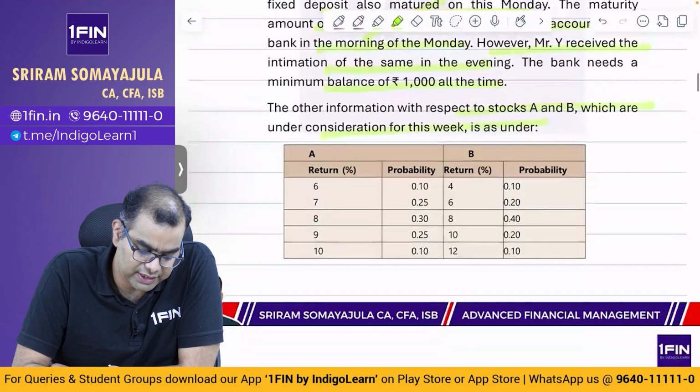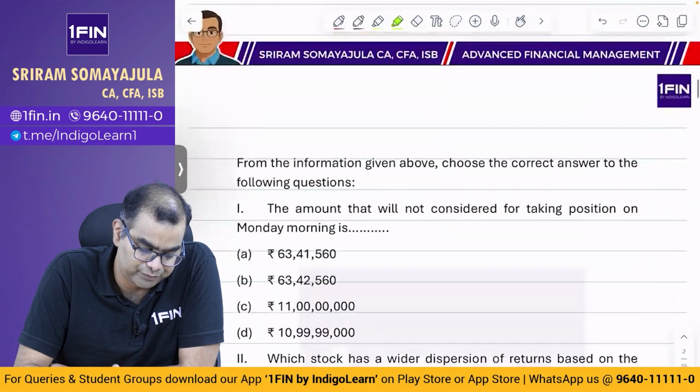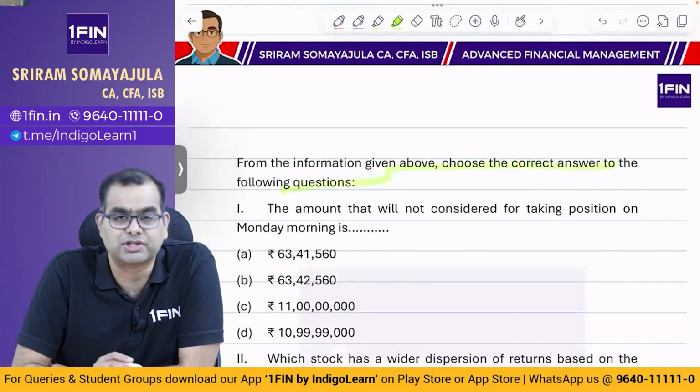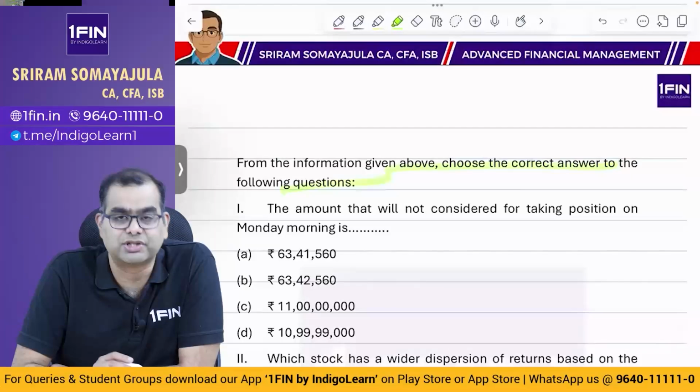The other information with respect to stocks A and B, which are in consideration, is as under. A return is 6, 7, 8, 9, 10, and the probability is there. B return and probability is there. Now, given the information above, choose the correct answer to the following question. See, with MCQs, if you recollect, we usually said first read the question and then go back to the paragraph. But in this case, I have done the opposite because I realized that reading the questions doesn't make any sense, because the questions are paragraph specific.